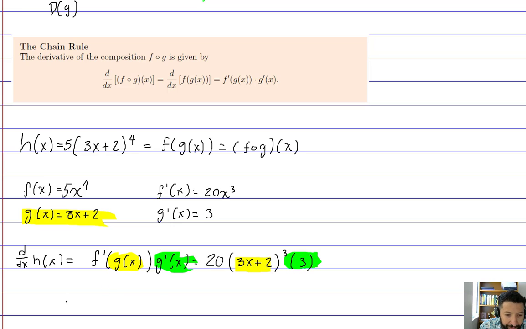So putting it together, we get 60(3x + 2)^3, and that would be our answer.